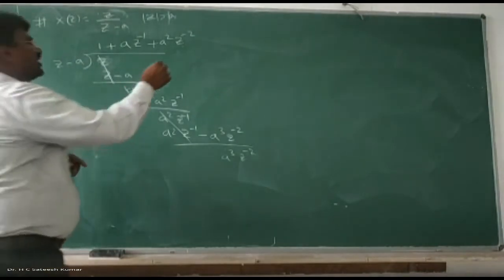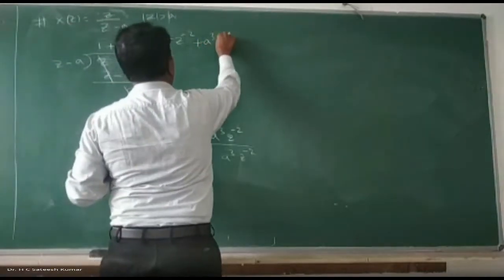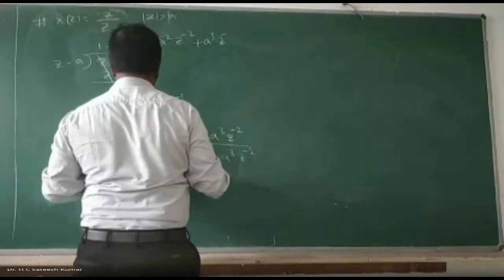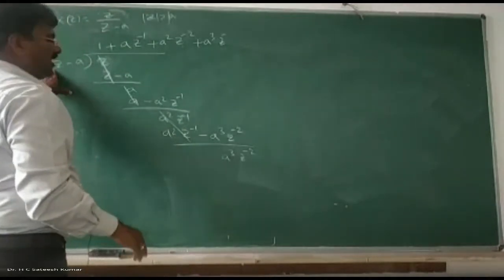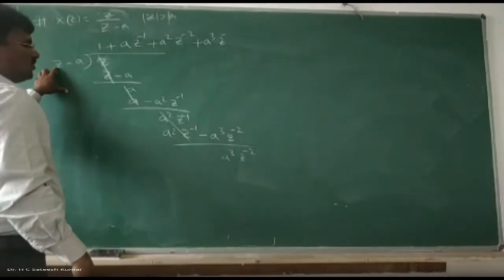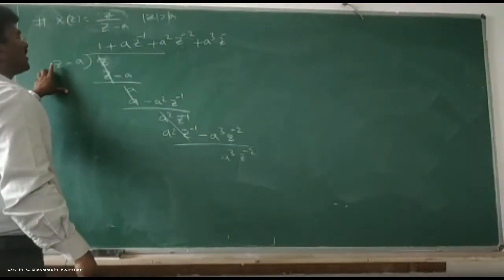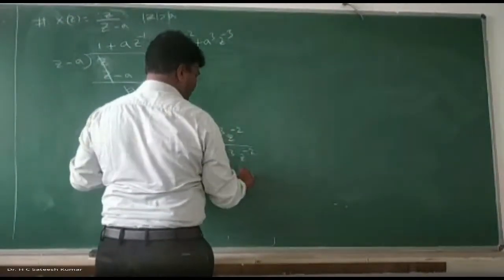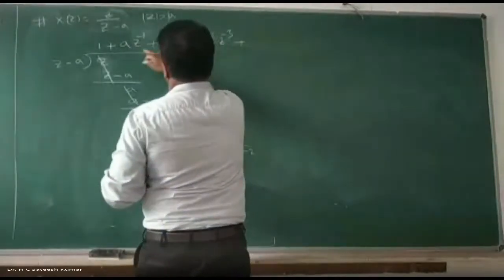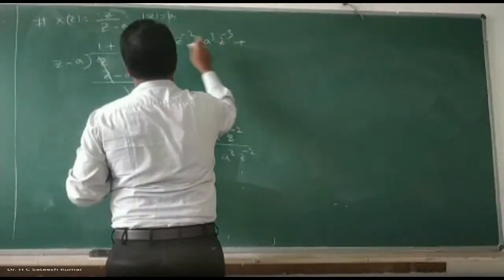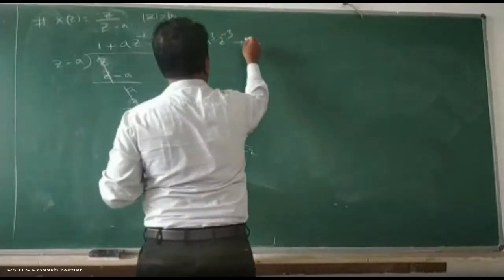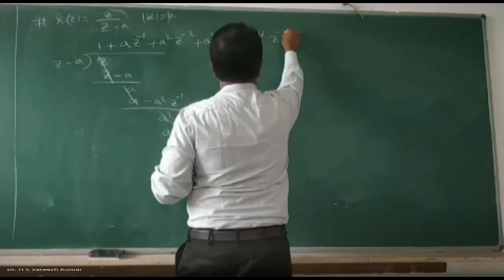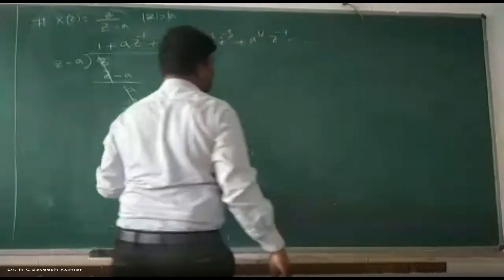So then what you should write? a cube into z to the power of minus 2: multiply by a cube. And if you want to get z to the power of minus 2, multiply by z to the power of minus 3. We will get further. So you can write it now: 1, a, a square, a cube, so on; z power minus 1, z power minus 2, z power minus 3, a to the power of 4, z to the power of minus 4, plus so on.